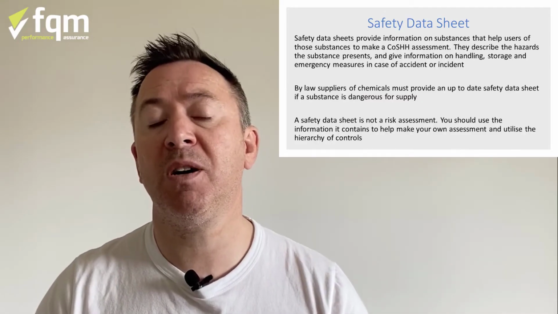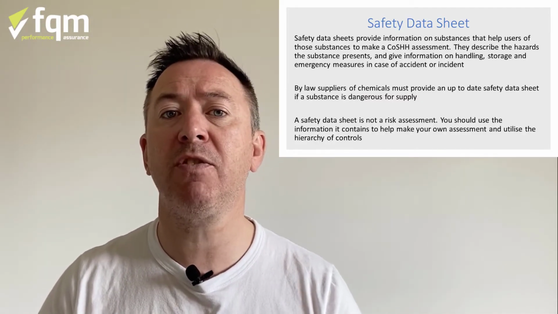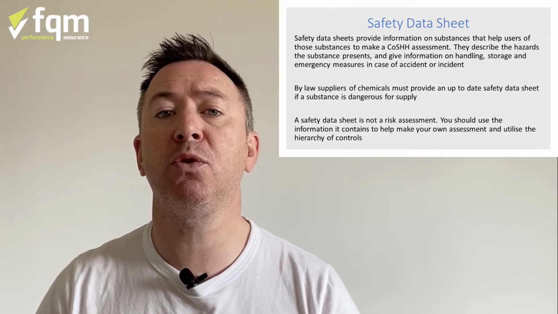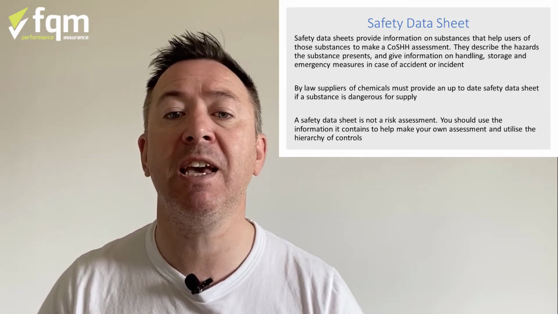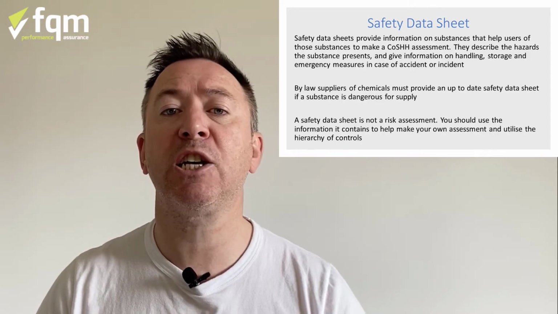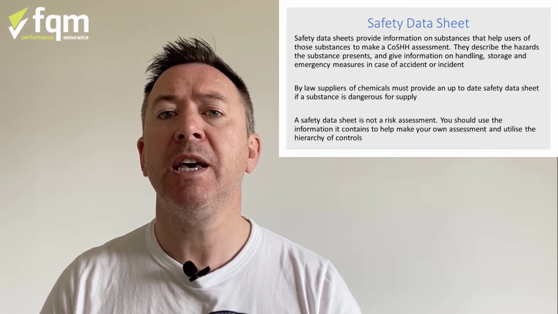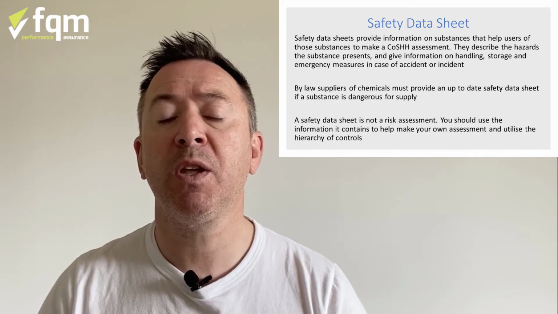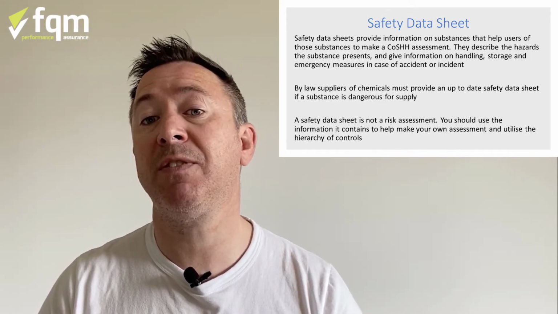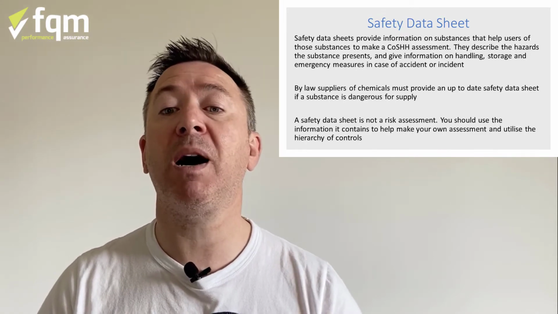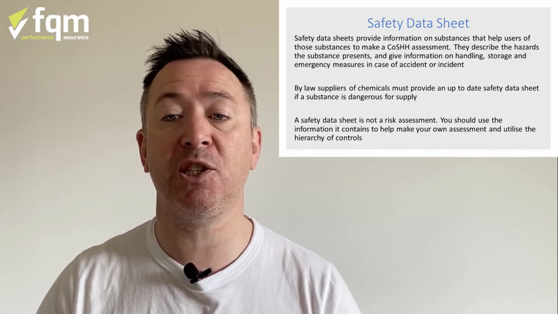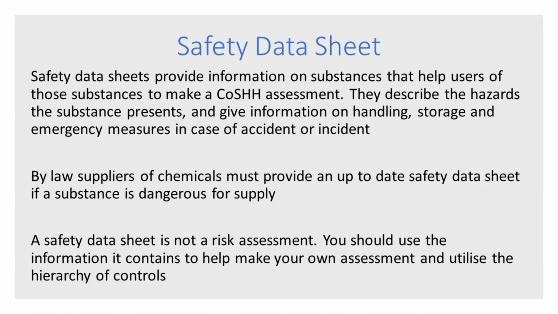So let's think a little bit about how a COSHH assessment is generated. Firstly, we have to understand the safety data principles associated with the substance. In order to understand what those are, we have to obtain a copy of a safety data sheet provided by the supplier of that substance. Within this safety data sheet, it describes the hazards that the substance presents and gives information on handling, storage, emergency measures and first aid measures.